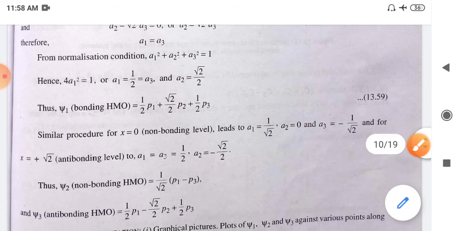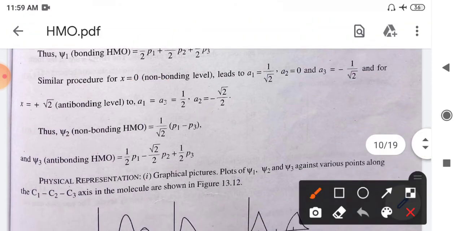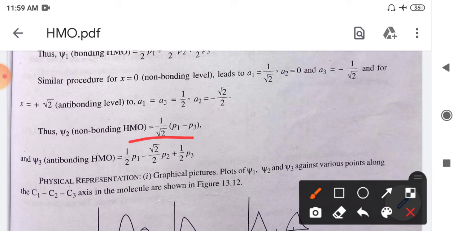Okay. Similarly, if we put the values for x is equal to 0, we get a1 is equal to 1 upon root 2, a2 is equal to 0, and a3 is equal to minus 1 upon root 2. Okay. So this is the non-bonding molecular orbital, and this is the anti-bonding molecular orbital. So this is the bonding wave equation, this is the non-bonding wave equation, and this is the anti-bonding wave equation.